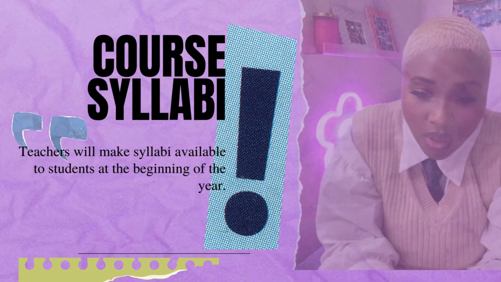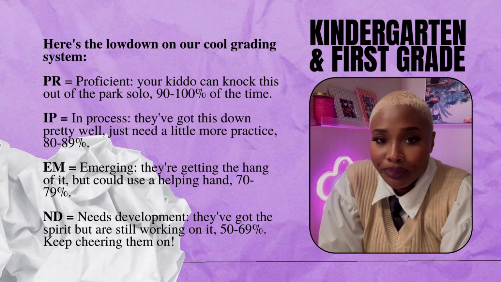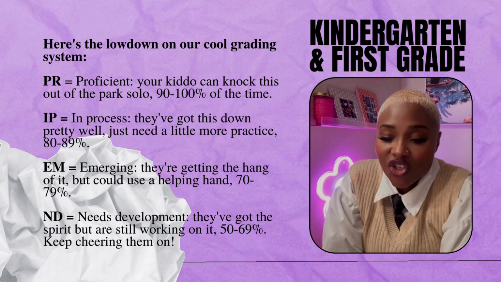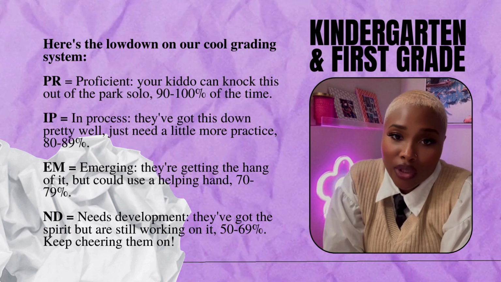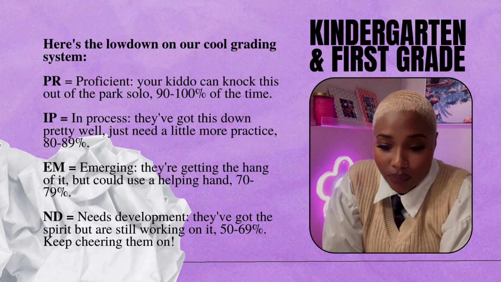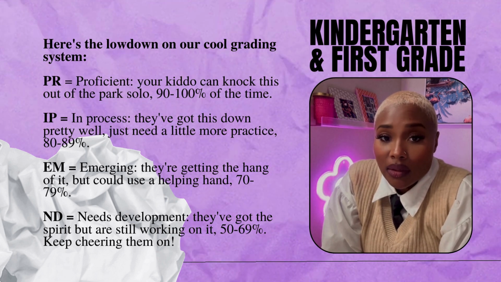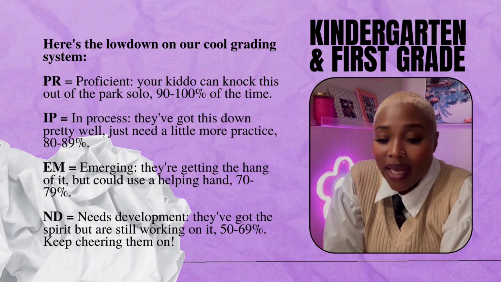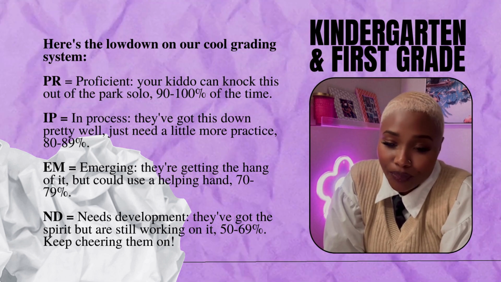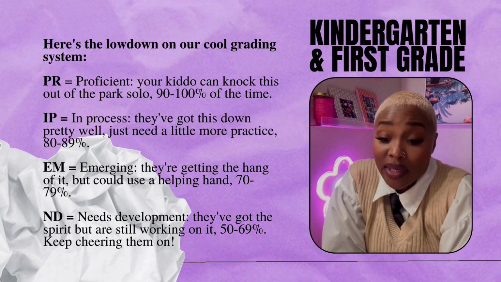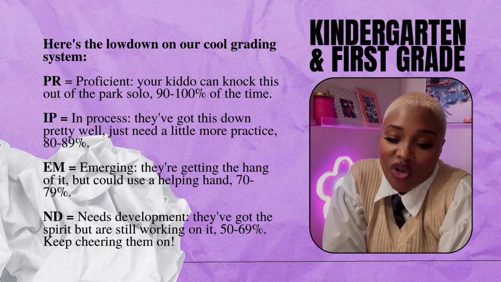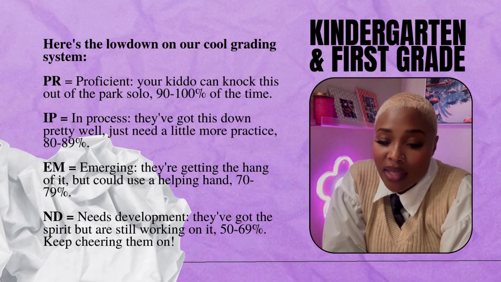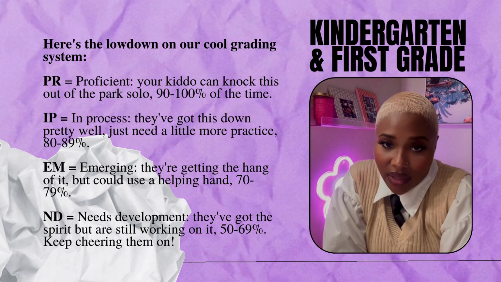With kindergarten and grade 1, the first score they can receive is a PR. This means they are proficient, and this means that your child can demonstrate the indicator independently. The next grade is IP, meaning in process. That means your child can reliably demonstrate the indicator. EM stands for emerging, and this means they can demonstrate the indicator with assistance. ND means they need development, and the child does not demonstrate the indicator at all.